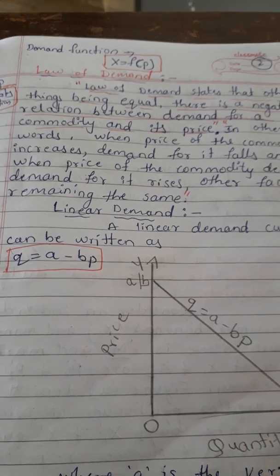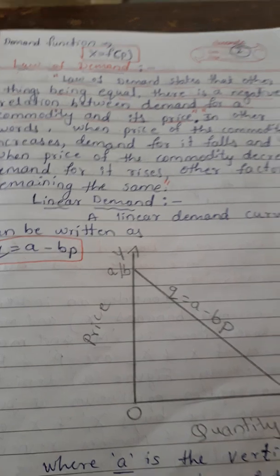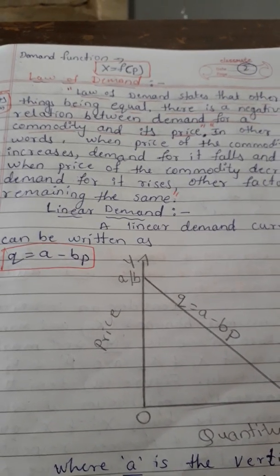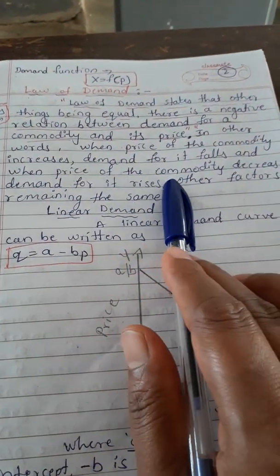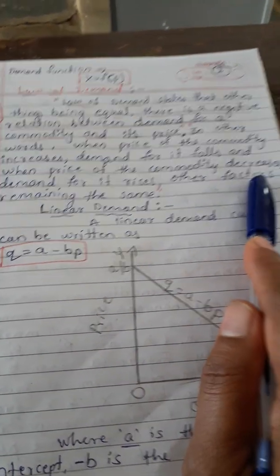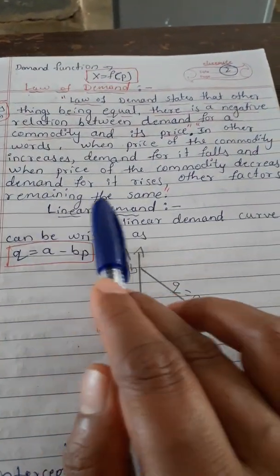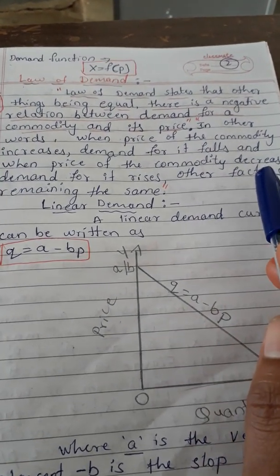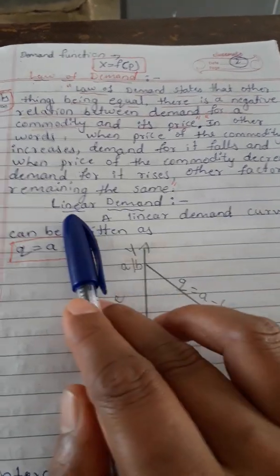For the 2 marks question, you have to write the law of demand, stating that other things remain equal. There is a negative relationship between demand for a commodity and its prices. In other words, when the price of a commodity increases, demand for it falls, and when the price of a commodity decreases, demand for it rises, other factors remaining the same. Other factors here means taste of the consumers, preference of the consumers, income of the consumers, etc. These are called other factors remaining the same.